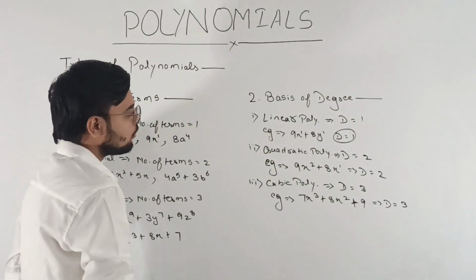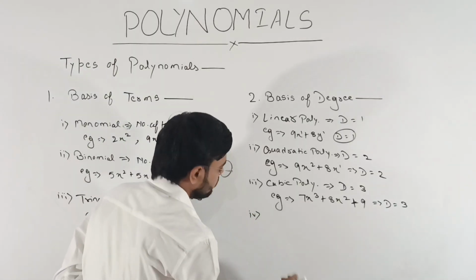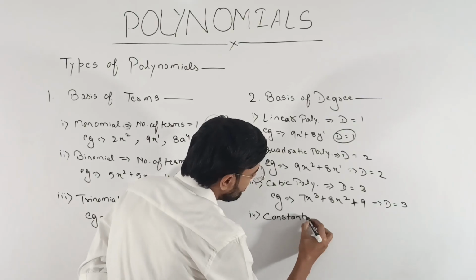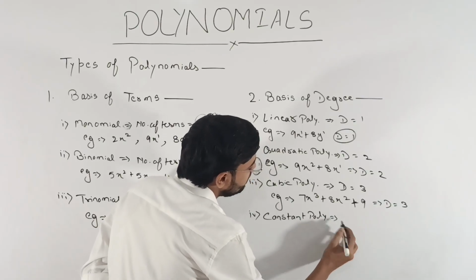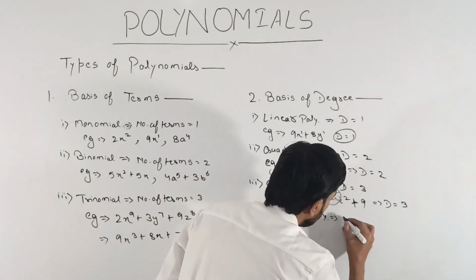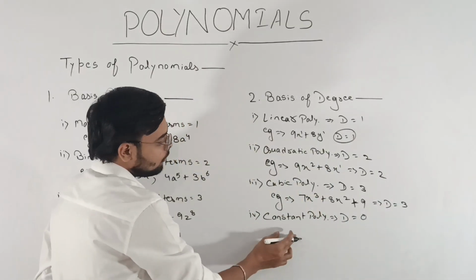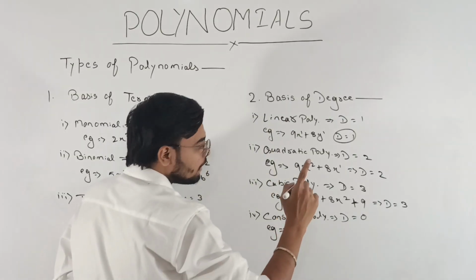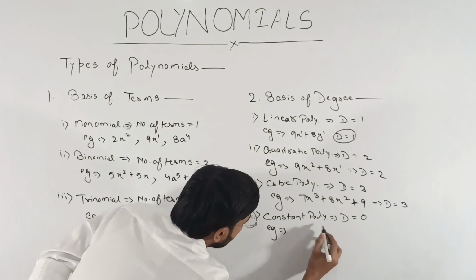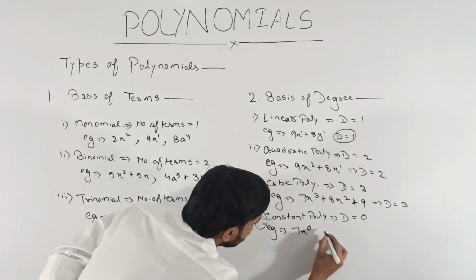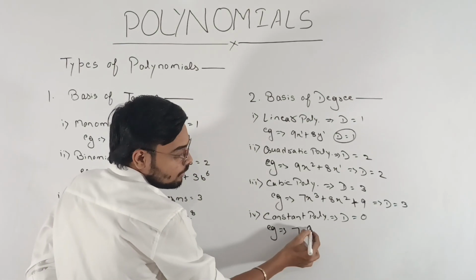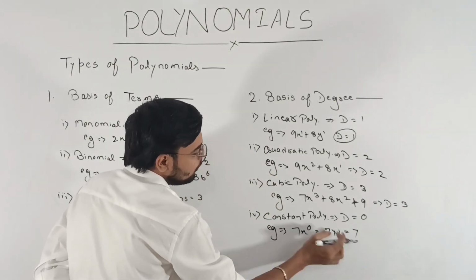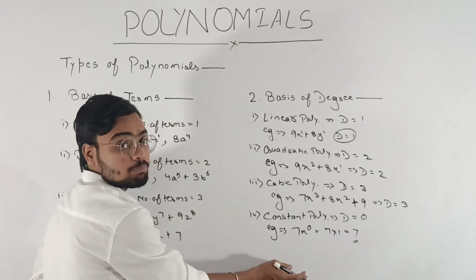Fourth one is constant polynomial. Constant means when degree is equal to 0. When degree is equal to 0, then the polynomial is called constant polynomial. Look at the example. When degree is 0, it means the variable has 0 in its power, and 0 is a whole number. Now look, for a constant polynomial, I write 7x to the power 0. Anything to the power 0 is equal to 1, so this becomes 7, only 7, and this is constant. That's why it's called constant polynomial. When degree is 0, then the polynomial is called constant.